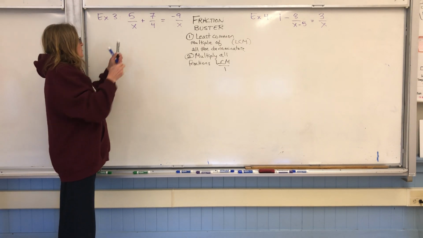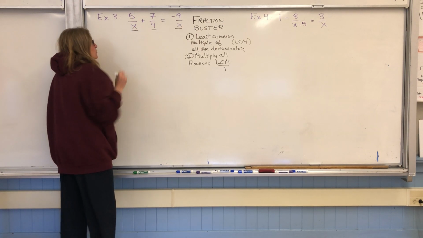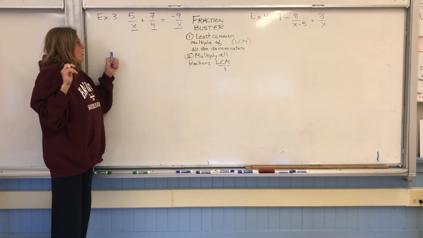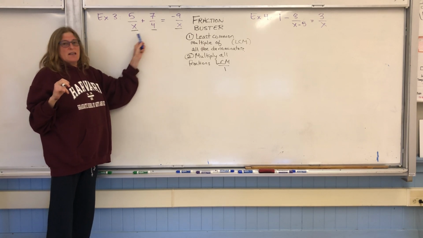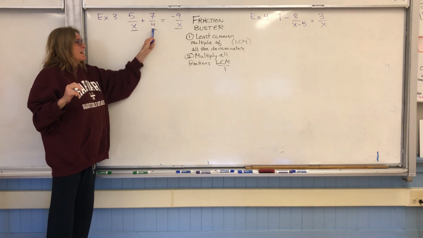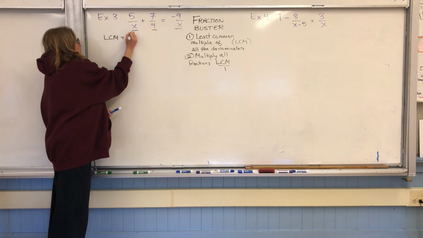So let's look at these three denominators here, and let's figure out what the least common multiple is. So the common word means that I have to be able to multiply all of these to get the other. So I want to include the x and the 4. So my least common multiple here is 4x.